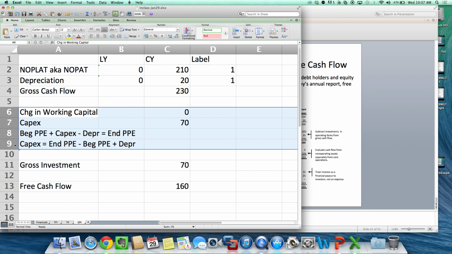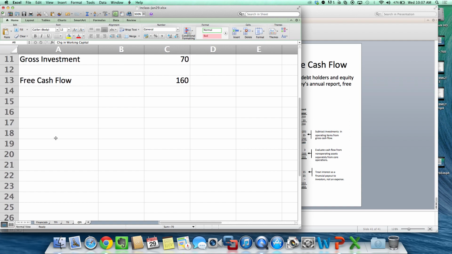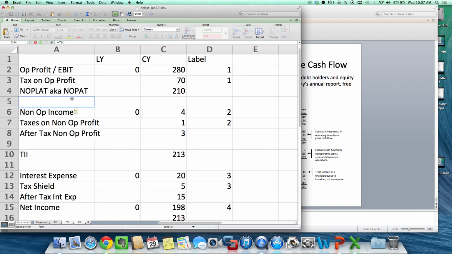Questions? Operating cash flow. That's called free cash flow. Gross cash flow minus gross investment equals free cash flow. Non-operating cash flows. Off the income statement. TII. What do we have? After-tax non-operating profit.